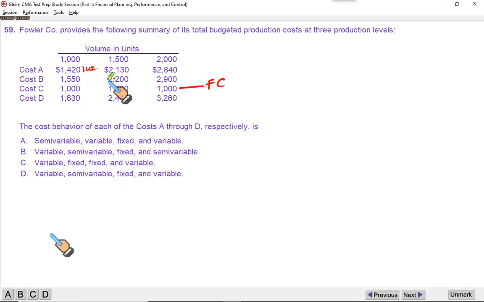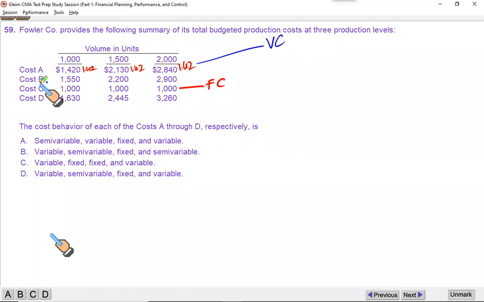2130 divided by 1500, it is 1.42 again. And 2840 divided by 2000, 1.42 again. Clearly, cost A is variable. Why? Because it is the same on a per unit basis. This is the unique feature we just learned, that the variable cost per unit stays the same. So this is variable cost.